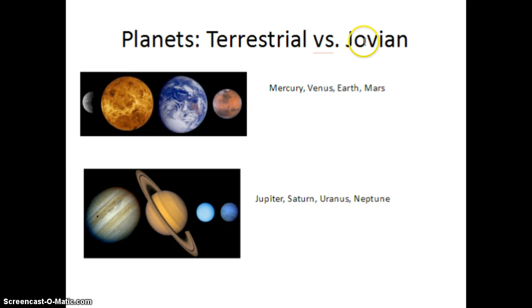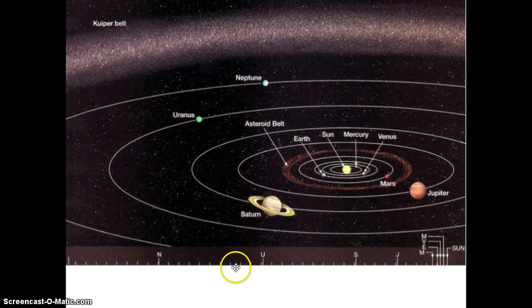Our terrestrial versus our Jovian planets: Mercury, Venus, Earth, Mars versus Jupiter, Saturn, Uranus, and Neptune. And here's a picture that better depicts what we're looking at here. We have these features of the solar system, and the features just tell us that the centralmost point is the sun. And we get our planets that are moving counterclockwise around it. And here's Mercury, Venus, Earth, Mars, and then we have this asteroid belt. And we get into our Jovian planets, Jupiter, Saturn, Uranus, and Neptune.